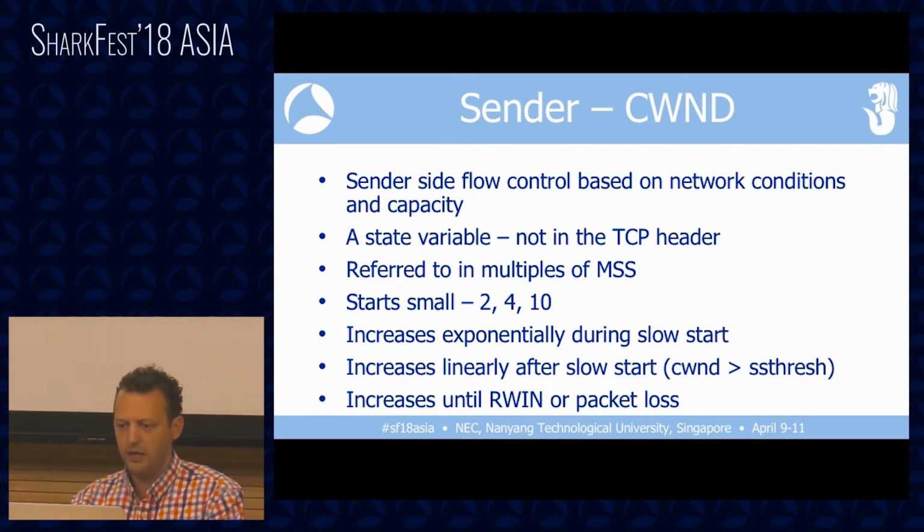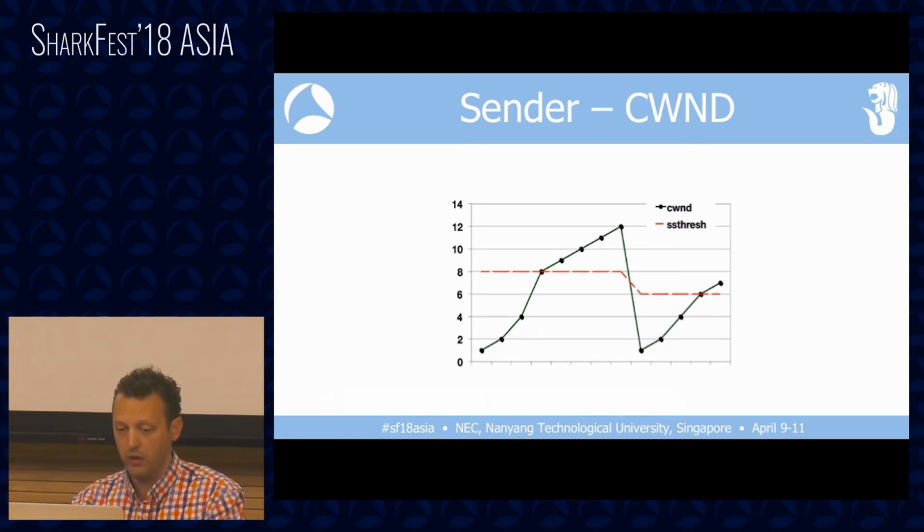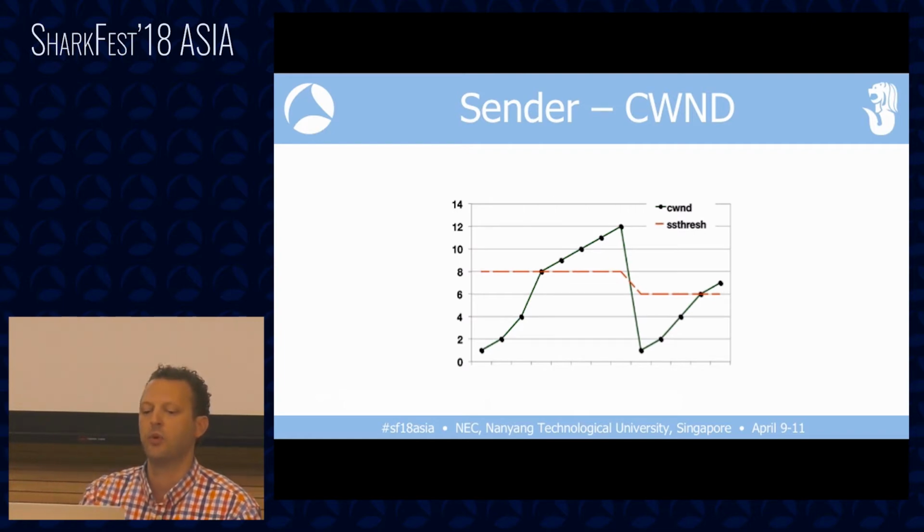So this is a graphic I stole off the internet somewhere. It's very generic, right? You may not see this exact pattern. This is generic. Each dot represents the congestion window. So we start at 1, then we go to 2, then we go to 4, and then at 8 is our slow start threshold. From there it switches and goes linear to 9, 10, 11, 12. And it will continue growing that way until the receive window is hit or a packet is lost.